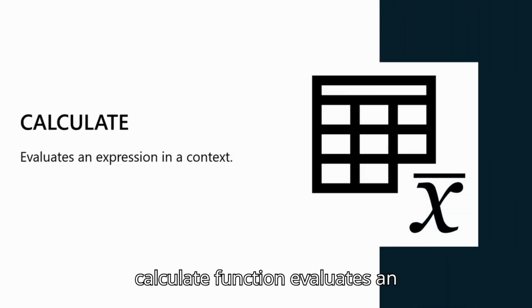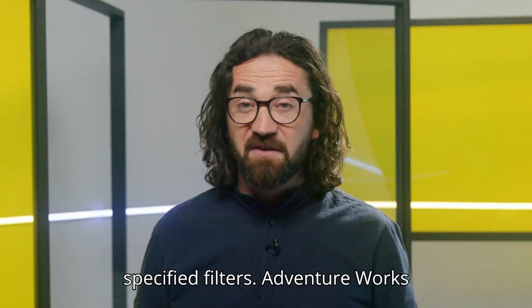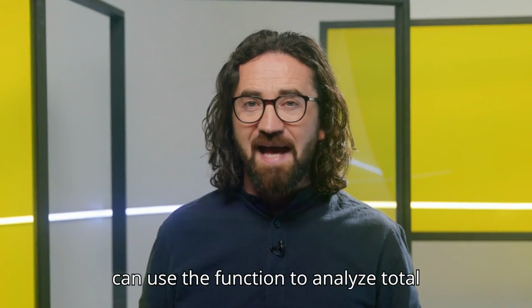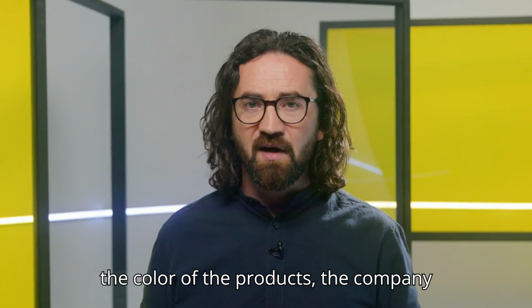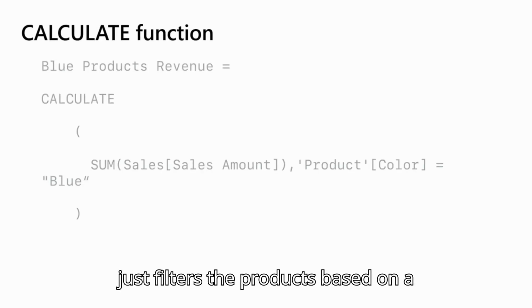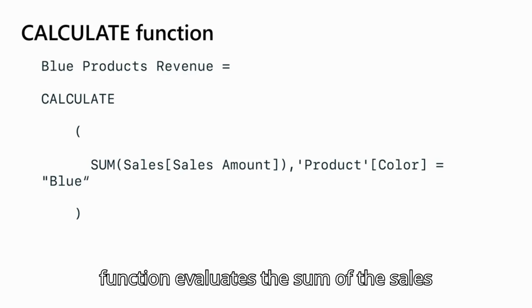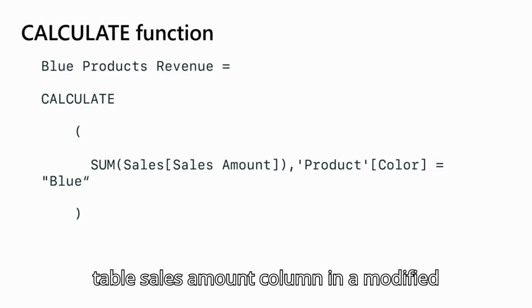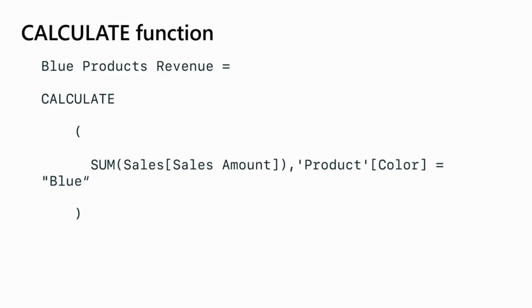The calculate function evaluates an expression in a context modified by the specified filters. AdventureWorks can use the function to analyze total sales for a product category based on the color of the products. The company just filters the products based on a specified color like blue. The calculate function evaluates the sum of the sales table sales amount column in a modified filtered context. A new filter is added to the product table color column.